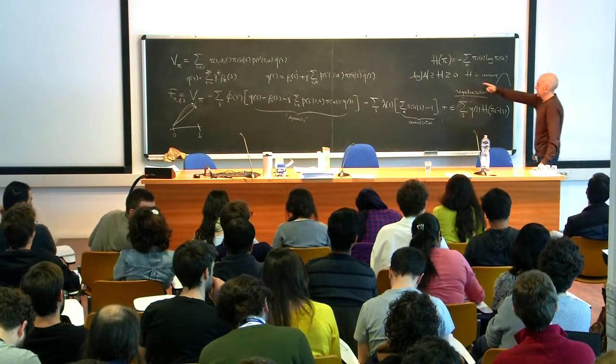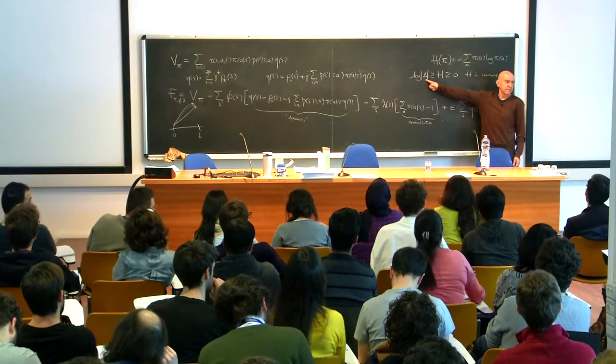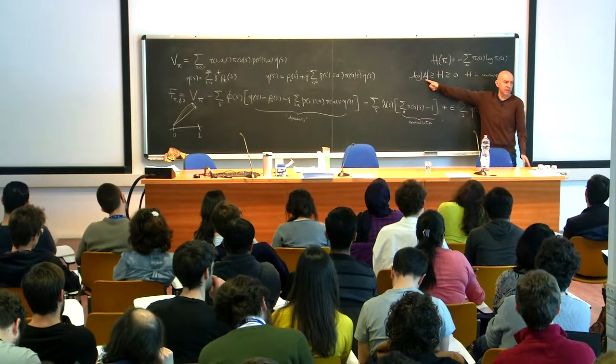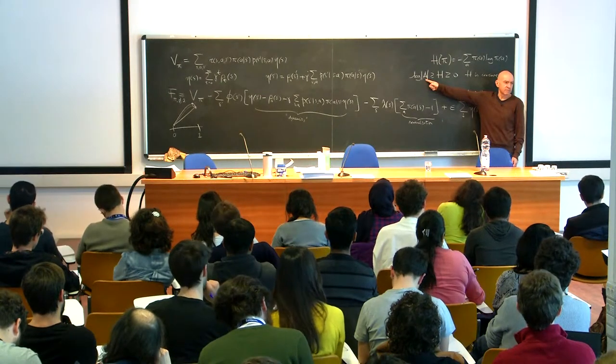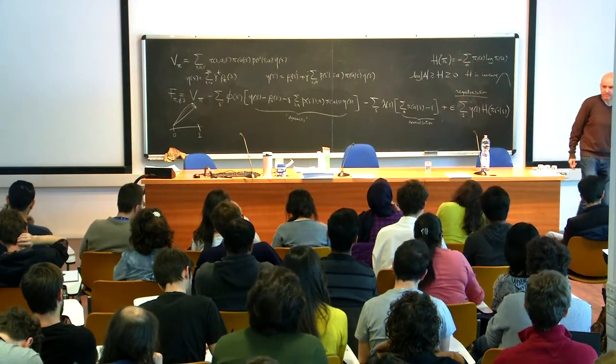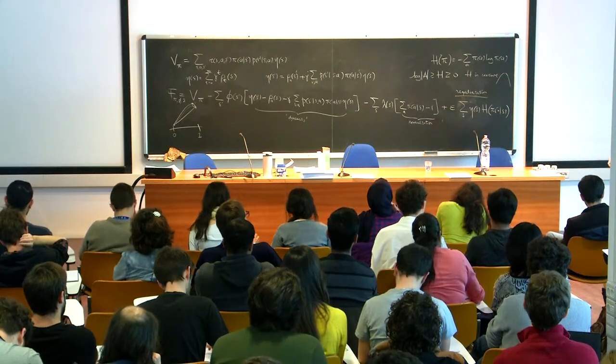Very good. This one is bounded from above. So when you send epsilon to 0, you will recover the original function. Of course, if you have an infinite number of actions, then it's tricky. But we don't.